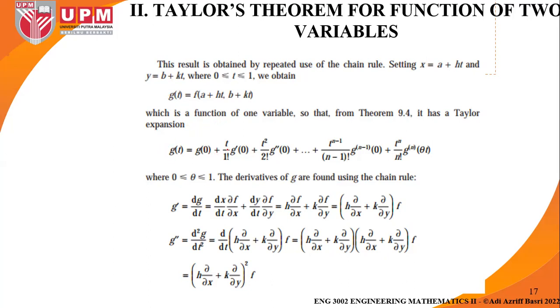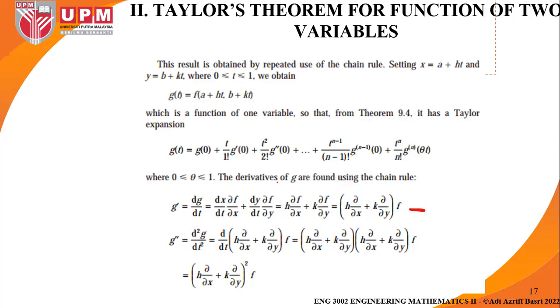From g(t), we expand g(1) as g(0) plus g prime(0), plus 1 over 2 factorial of g double prime(0), and the rest. The derivatives of g are found using the chain rule: g prime is dg over dt, which is dx over dt times ∂f over ∂x, plus dy over dt times ∂f over ∂y. We learned this in chapter 1. It can be simplified to h ∂f/∂x plus k ∂f/∂y.